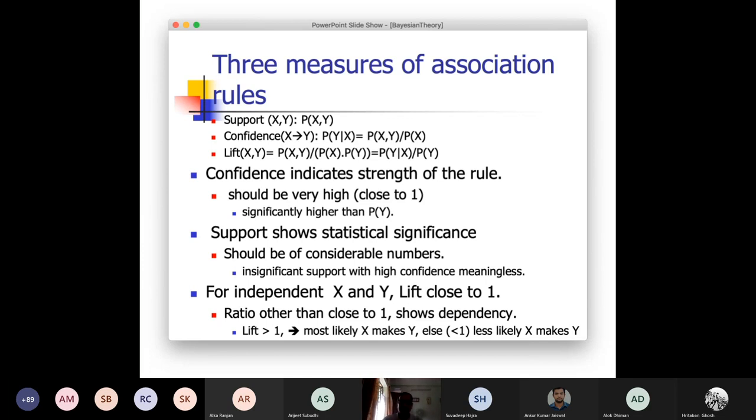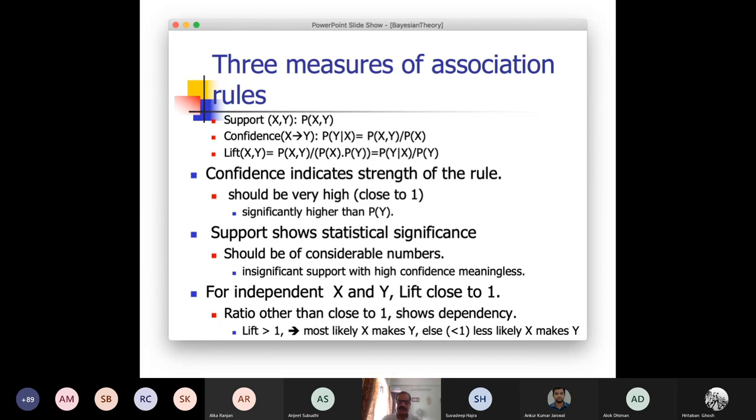But you may not say this implication rules there. So these are the 3 measures that you can judiciously use to decide whether a set of attributes X implies another set of attributes Y. So that is the implication rule.